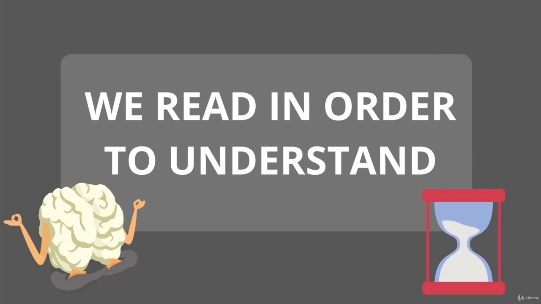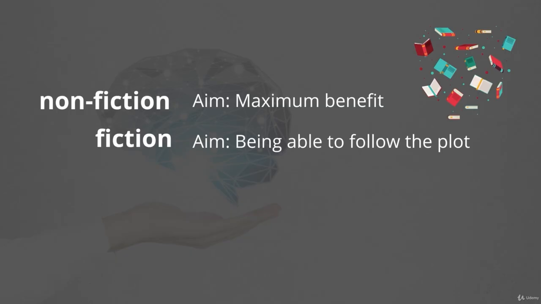So the main aim of reading overall is that we read in order to understand. We try to understand as much as possible in as little time as possible. If, for example, you're reading a non-fiction book, you will try to understand as much as possible in order to get a maximum benefit. Because you want to know, for example, how something works or how to do something.